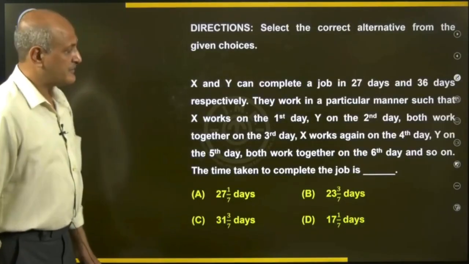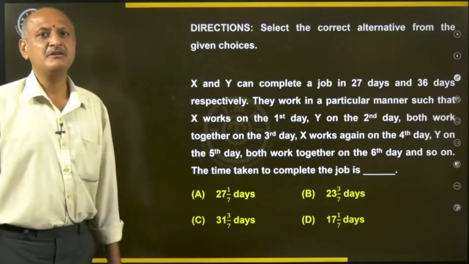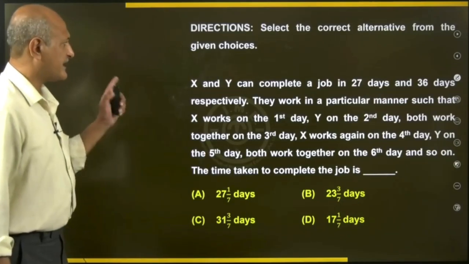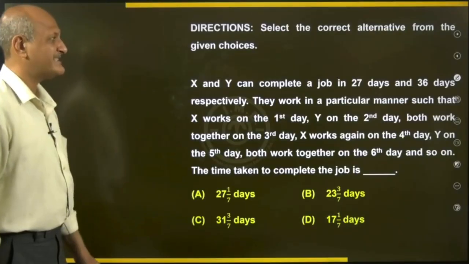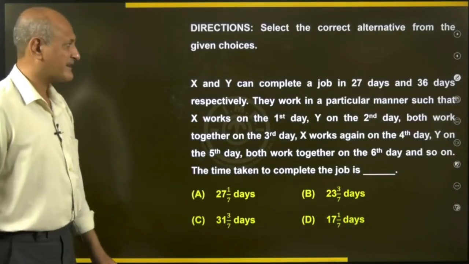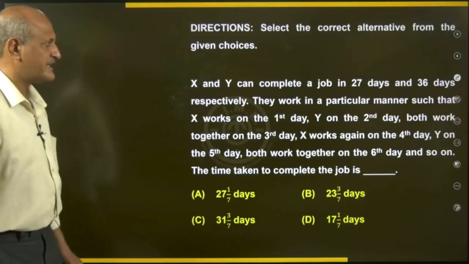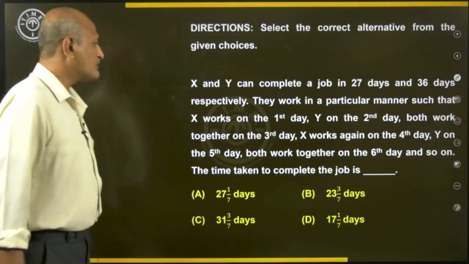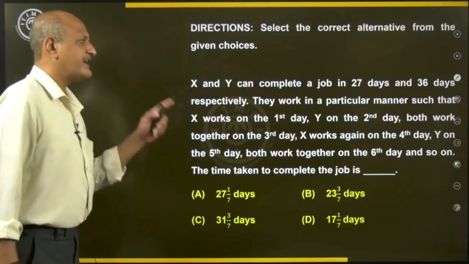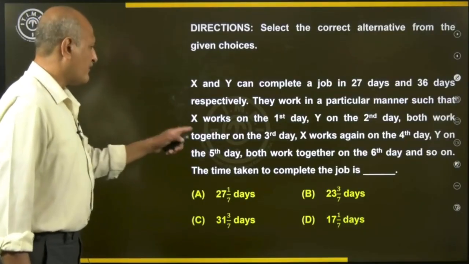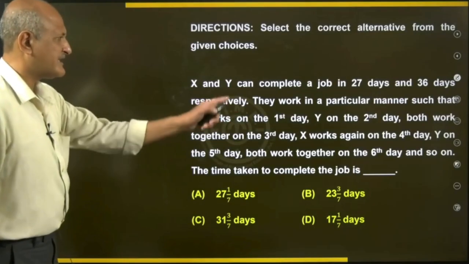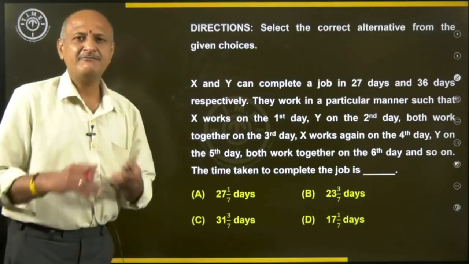Here in this question, this is a question in time and work. Let's understand this one. It reads, X and Y can complete a job in 27 days and 36 days respectively. They work in a particular manner such that X works on the first day, Y on the second day, both work together on the third day, X works again on the fourth day, Y on the fifth day, both work together on the sixth day, and so on. There is a pattern which they are following here.